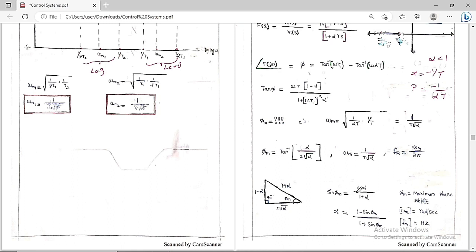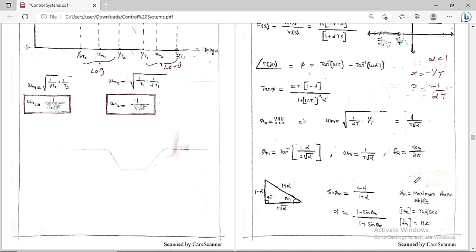If you simplify, we can also write in the other form, alpha is equal to 1 minus sin phi m by 1 plus sin phi m. So you don't have to remember this formula; if you simplify, you get it like this. It means if you know sin phi m, you can get the value of alpha, and if you know the value of alpha, you can get the value of phi m. So either way we can get it. So sin phi m is equal to 1 minus alpha by 1 plus alpha. What is phi m? Phi m is called the maximum phase shift. And what is the unit of omega m? Radians per second. And what is the unit of f m? f m is in hertz, because omega m is equal to 2 pi f m. So from this we get the value of f m, and the unit is hertz.